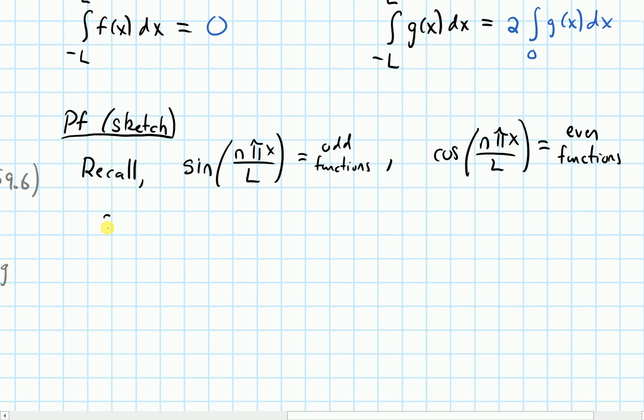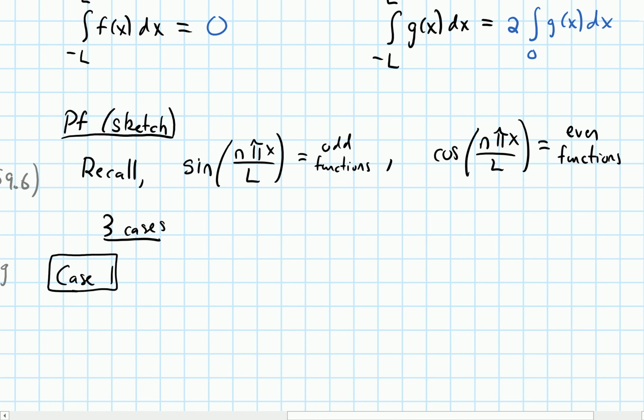So there are 3 cases that we need to consider. Case 1 is going to be, and it depends on whether we are taking the inner product of 2 sines or 2 cosines or 1 sine and 1 cosine. That's why we have 3 cases.